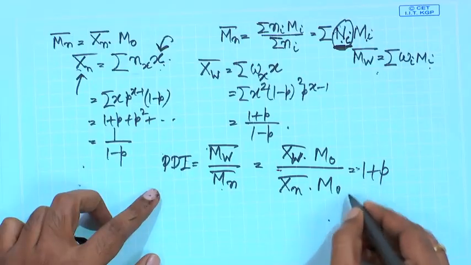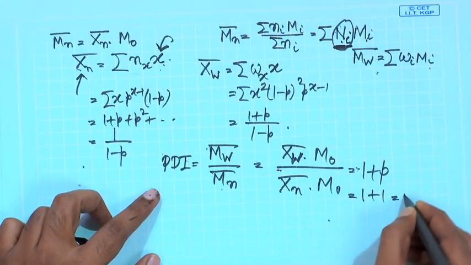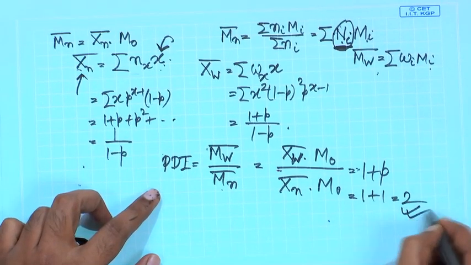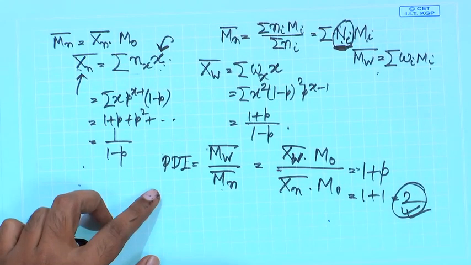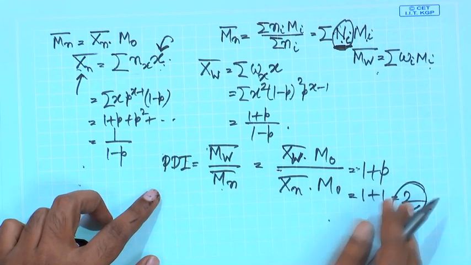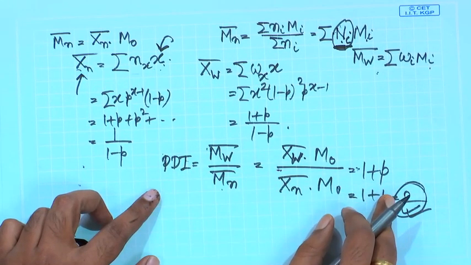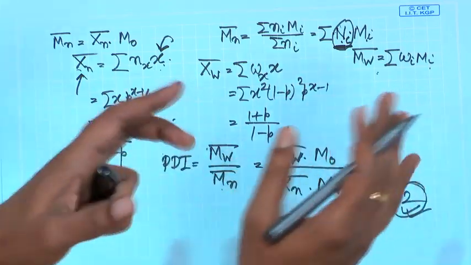So, the maximum value of PDI can be 1 plus 1 equals 2 when p equals 1, and it has to be close to 2. Whether you desire it or not, it has to be close to 2, because otherwise you cannot get high molecular weight polymer. That is your first priority, to get high molecular weight polymer, and then your PDI is automatically close to 2.